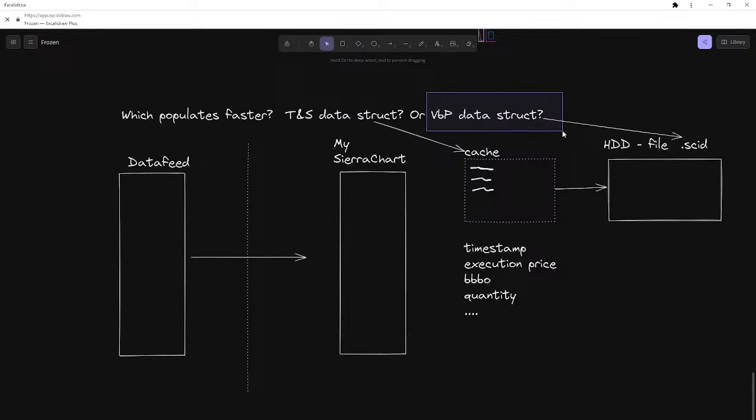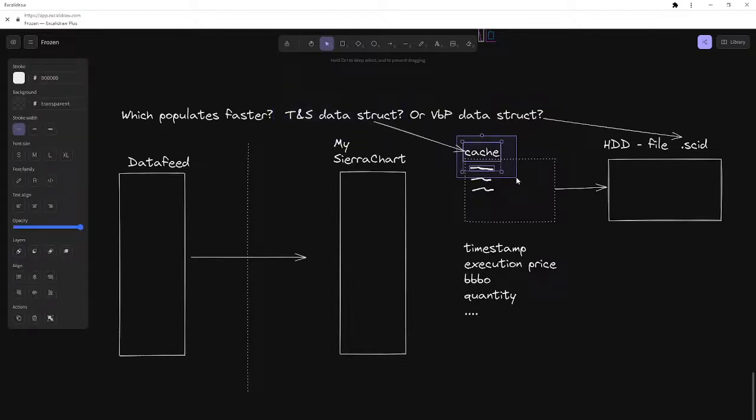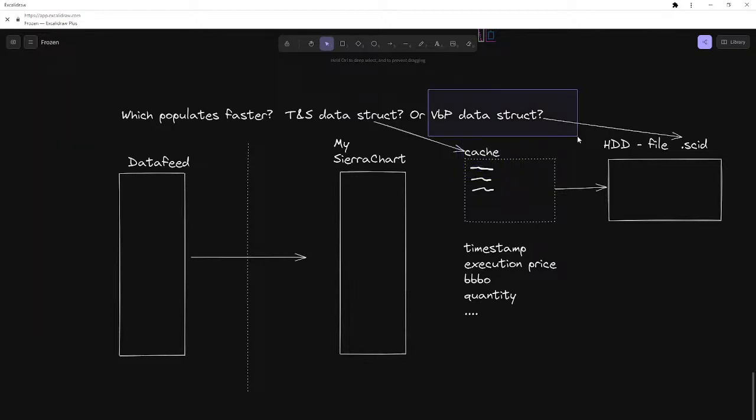You can build volume by price data going back way beyond the limits of the time and sales data structure and the cache. So I'm assuming that VBP is reading or using an interpreted read from the actual file on the hard drive. If I had to make an educated guess, I would say the time and sales data is faster. That's a guess, and I don't know. I would put my money on this horse right here.